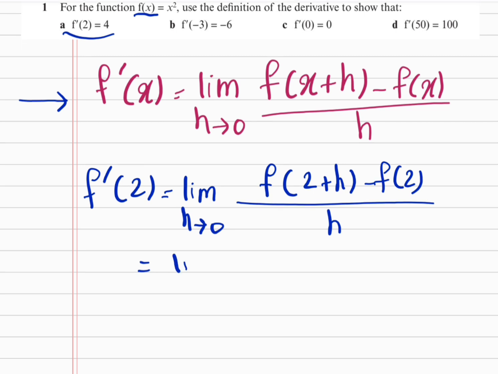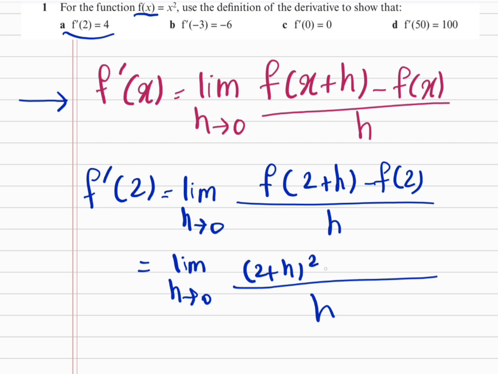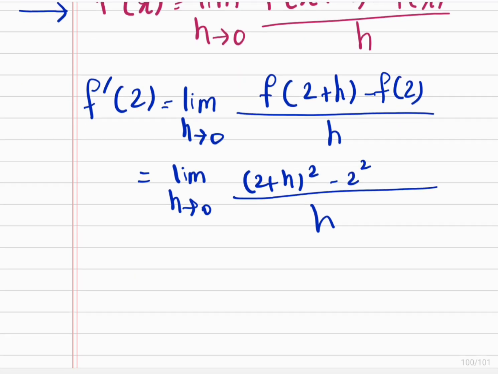As a result, we still have this limit as h tends to 0, but now we can substitute the values into the function: 2 plus h squared minus 2 squared. At this point, we can just keep simplifying and see what happens.